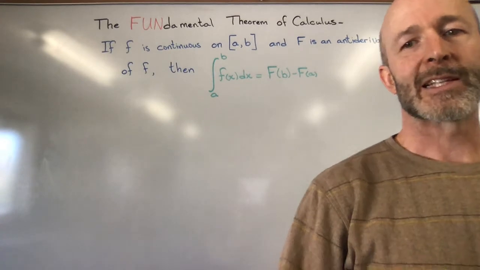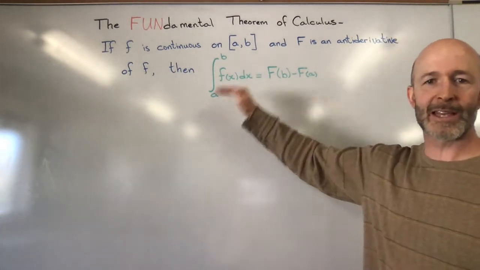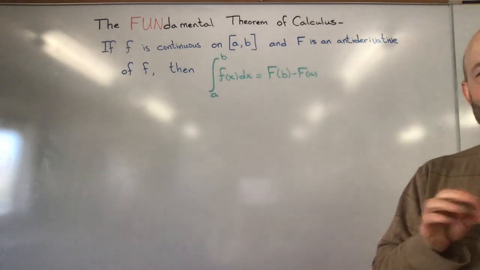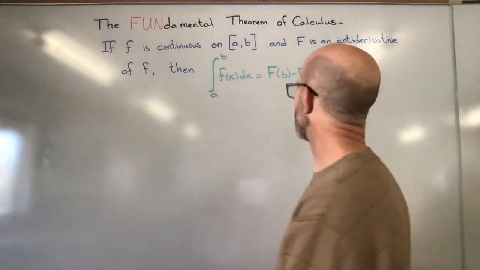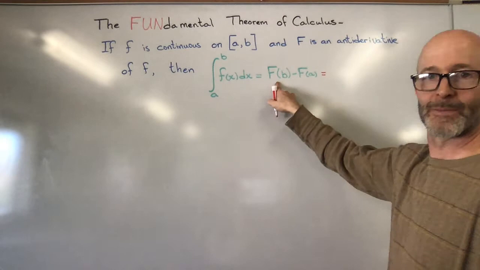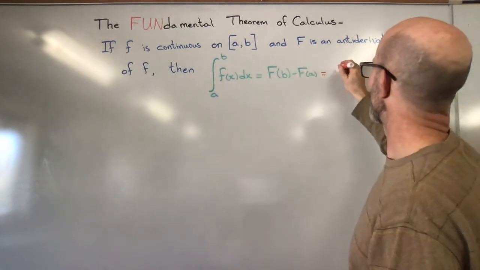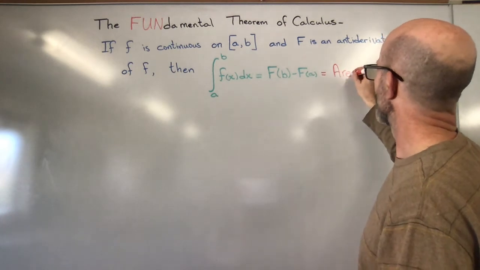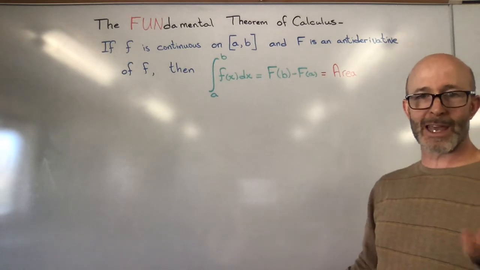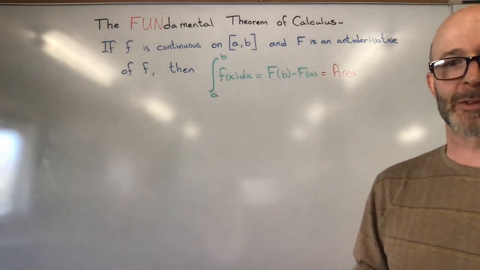So let's just do this quick. If you're going from A to B, the lower limit is A, the upper limit is B. And this is your antiderivative. All you have to do to find the area is to plug into your antiderivative, or integral, first the upper limit, then the lower limit, and subtract them. That gives you the area between the function and the x-axis. That's it. That's the whole fundamental theorem.